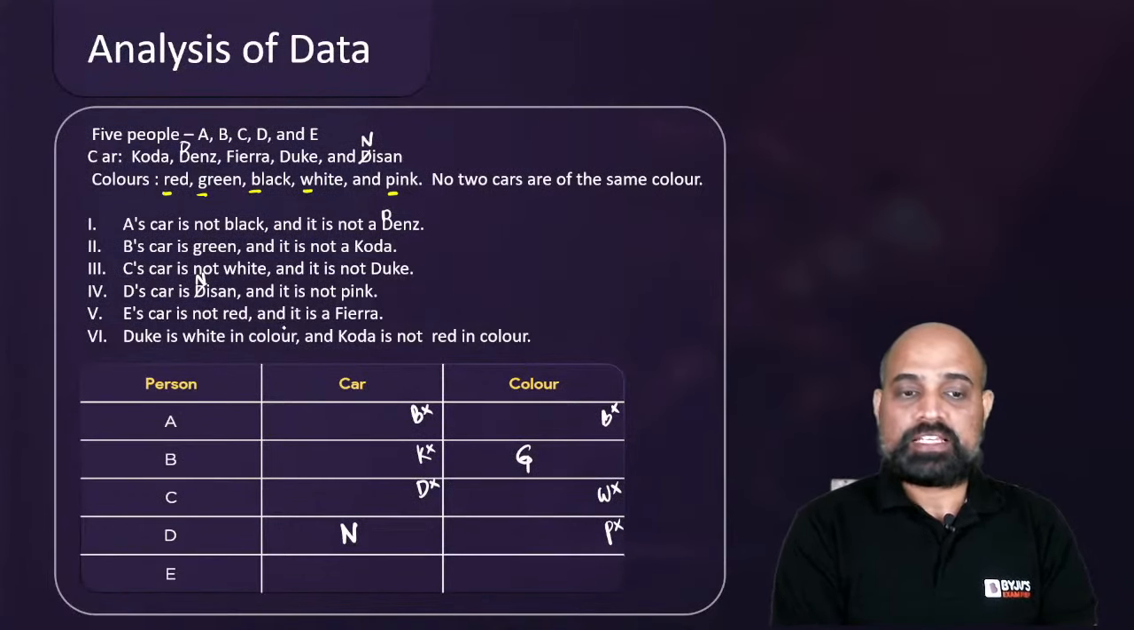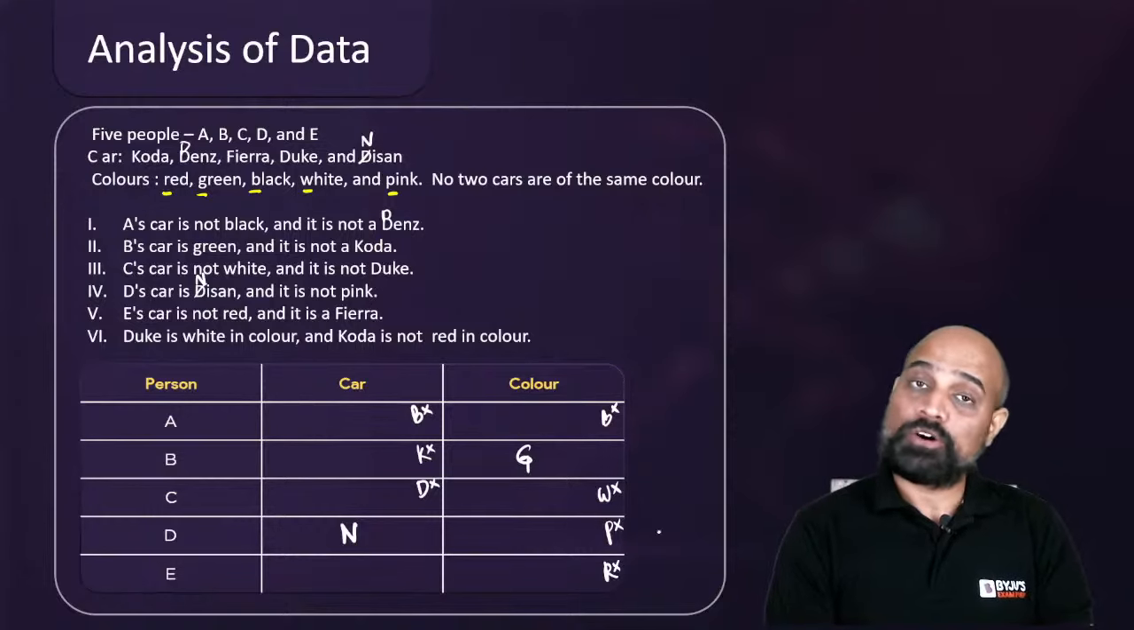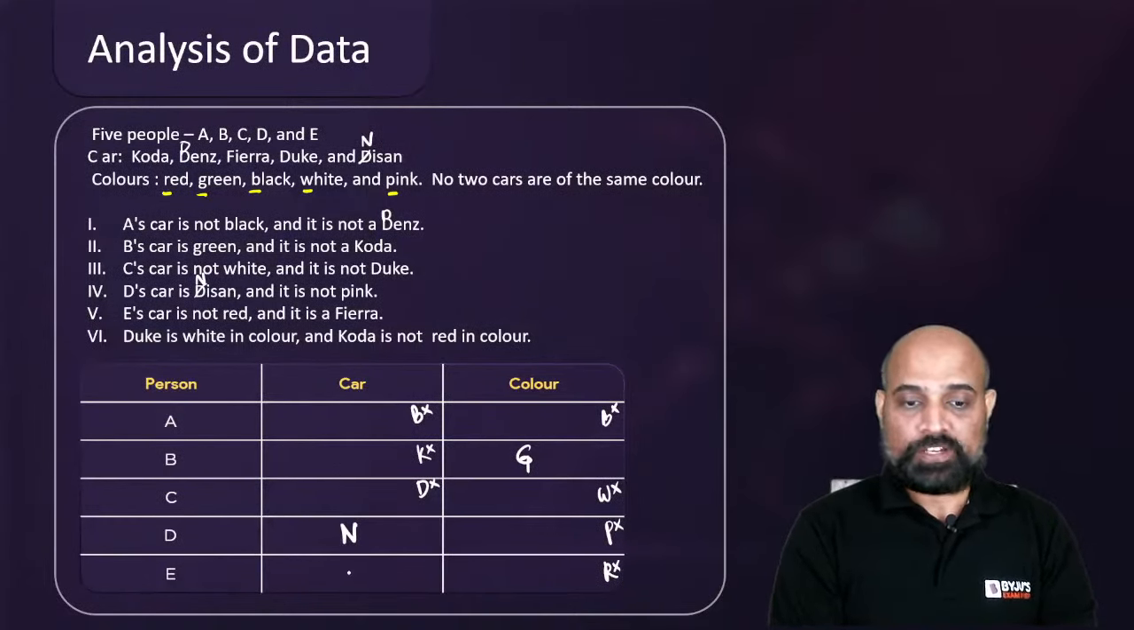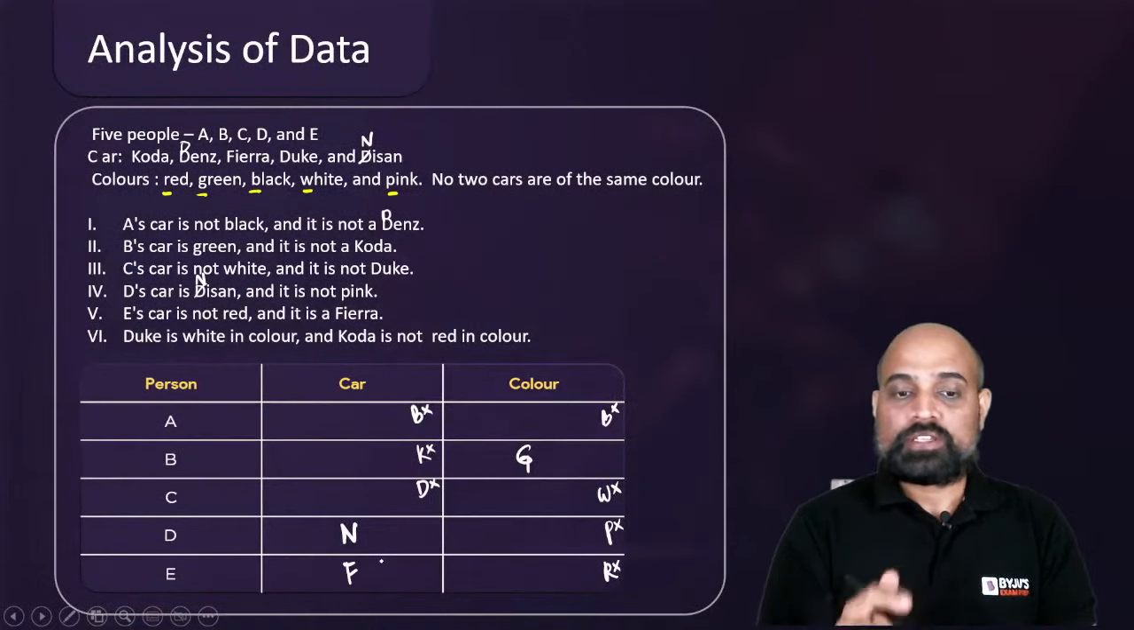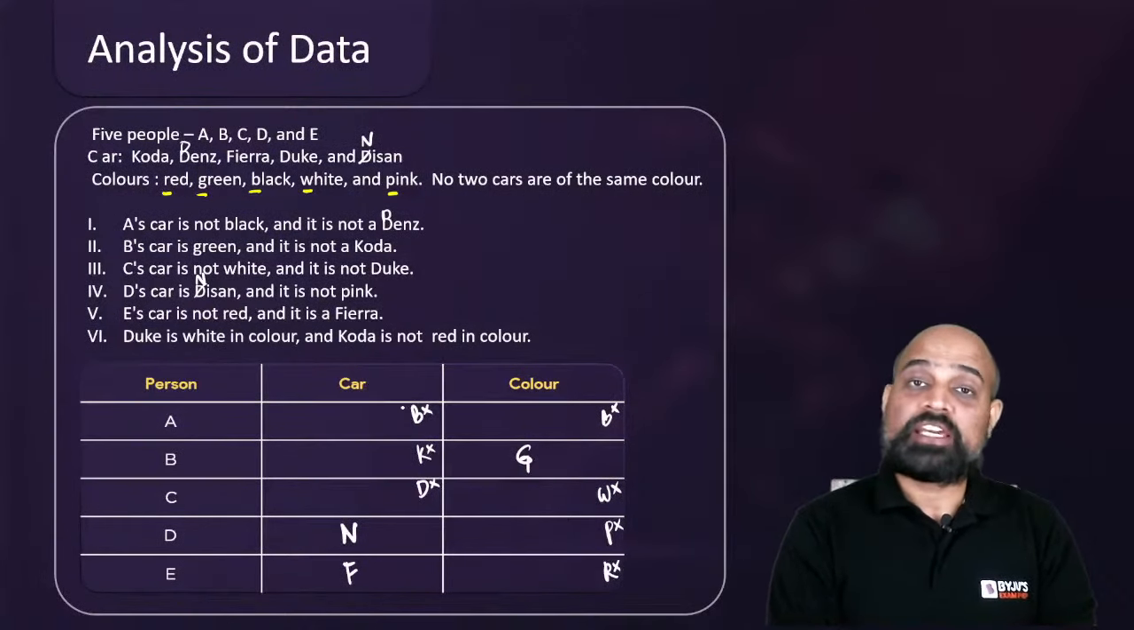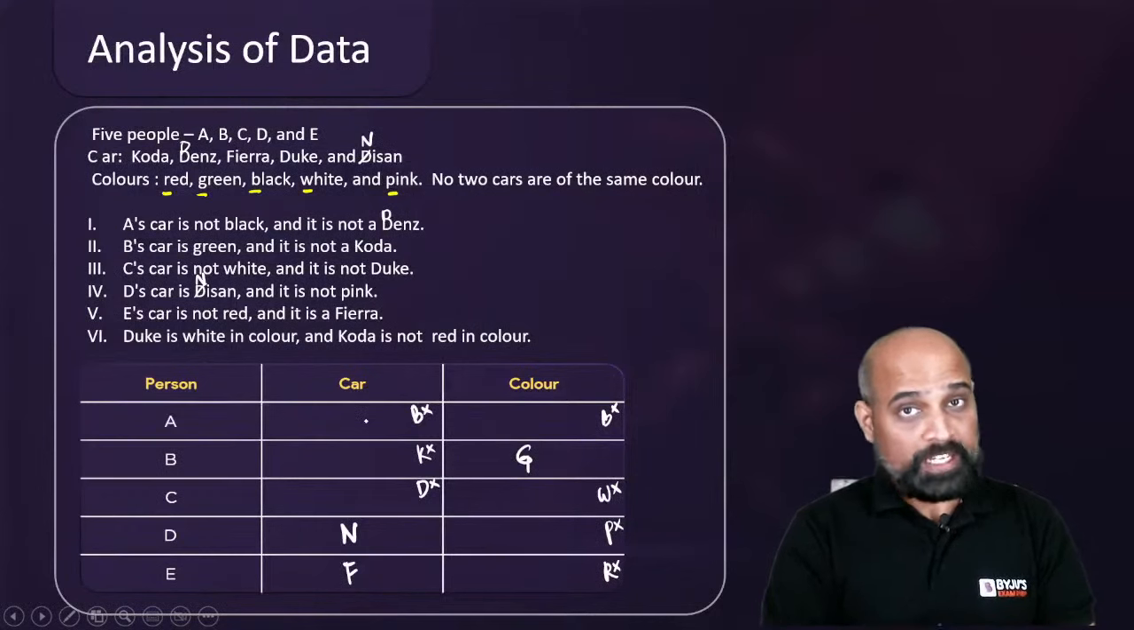Right? E's car is not red. E's car is not red. So this can't be red or green. And it is a Fiera. So ye Fiera. That means A's car is not B, N or F because N and F are taken. It can't be B.